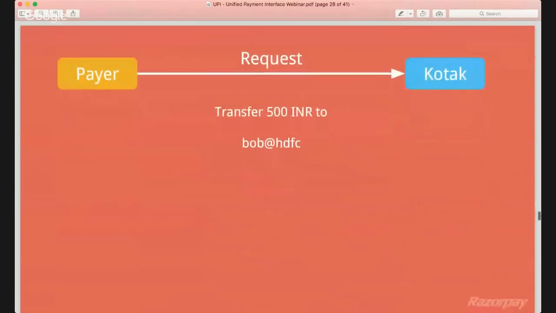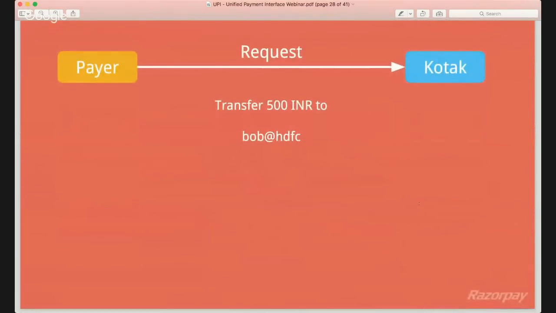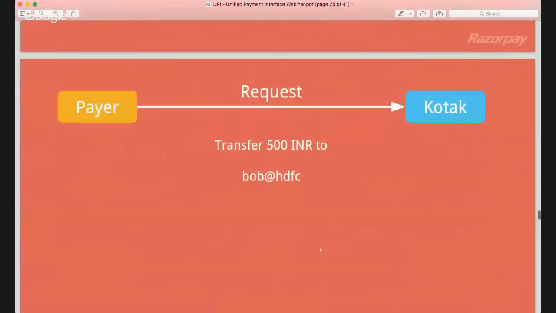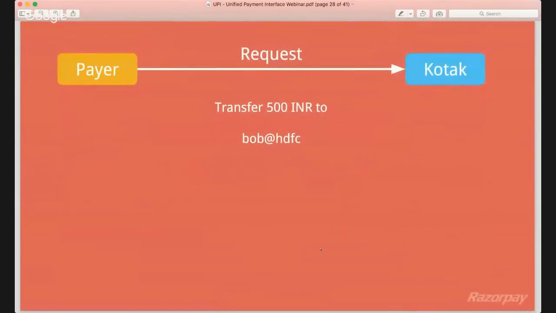And finally, this is how the payment starts. So far we have essentially seen that the payer wants to pay some money to the payee, and these are their credentials. So let's say the payer essentially wants to transfer some amount of money to Bob at the HDFC. That's the only thing I know about the payee at this point.